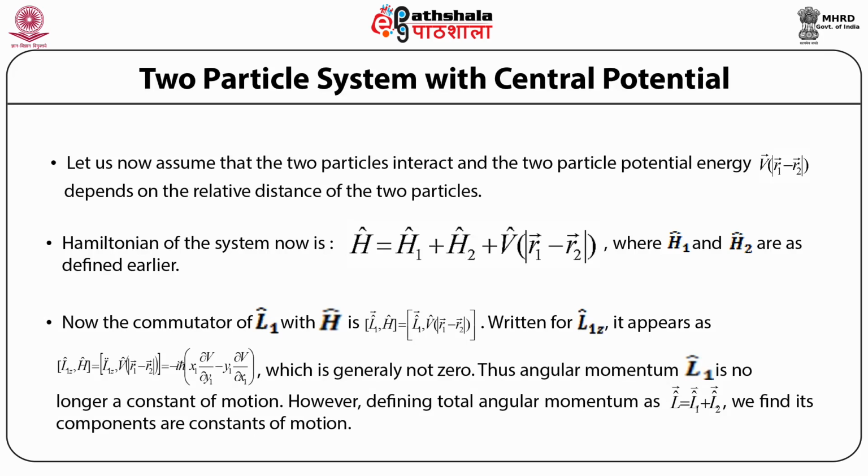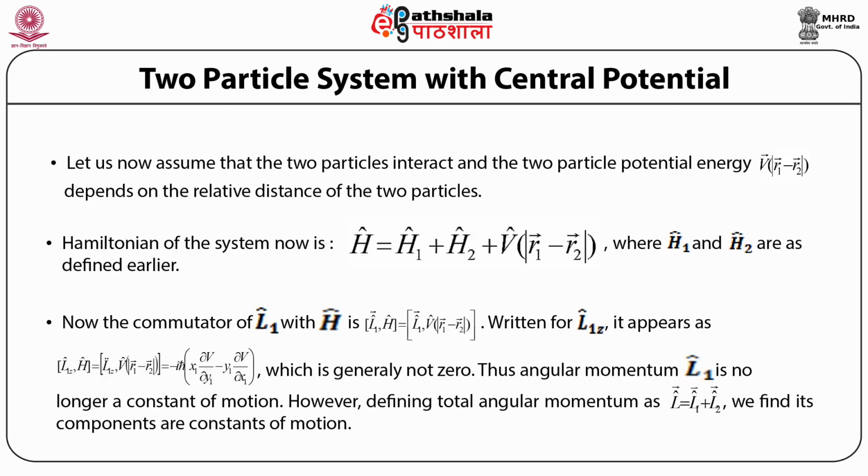So now the commutation relation of the orbital angular momentum operator L1 with h, that means the orbital angular momentum operator of particle 1 with the total Hamiltonian h, is given as: the commutator of operator L1 and h is equal to the commutator of operator L1 and V as a function of modulus of r1 vector minus r2 vector.